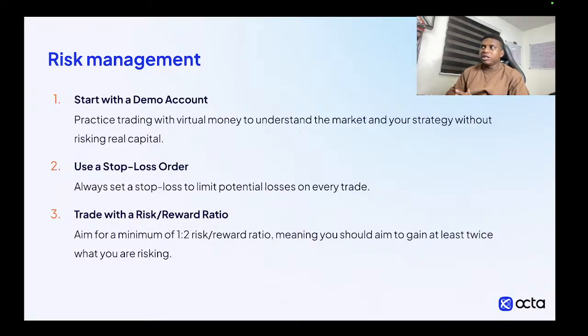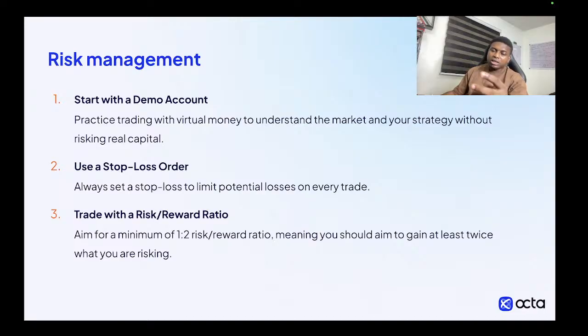Now, I'm going to give a quick risk management rundown, particularly for those who are very much new to the market. So, if you are very much new to the market, it's important that you start with a demo account. On our Octa platform, we have a demo account where you trade virtual money. This will help you to better understand the market, better understand your strategy without risking real capital.